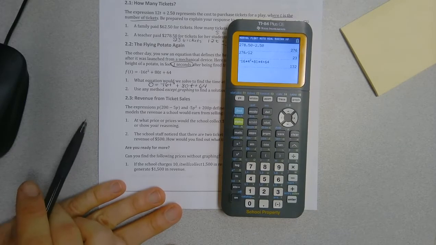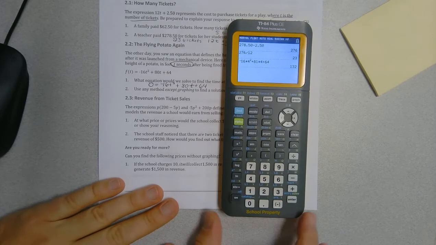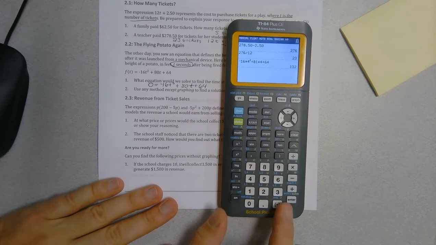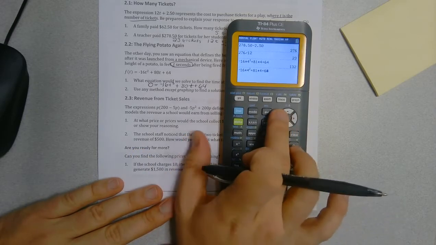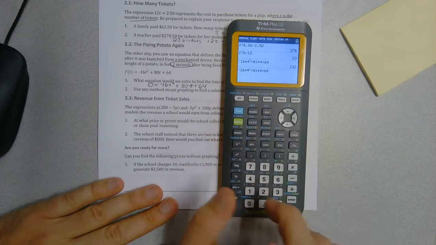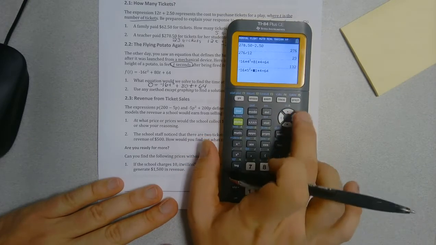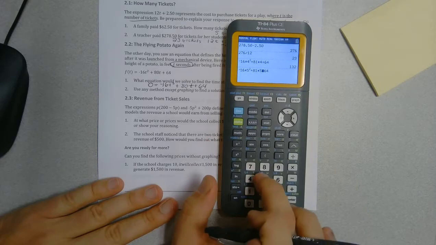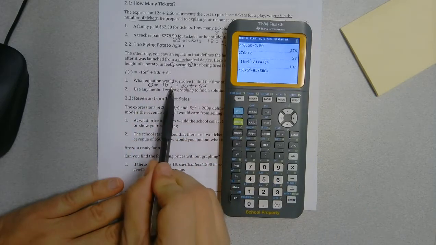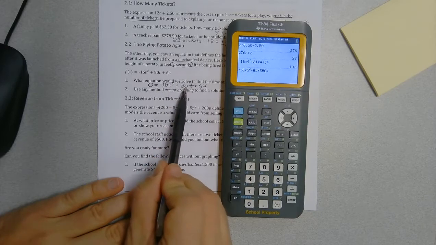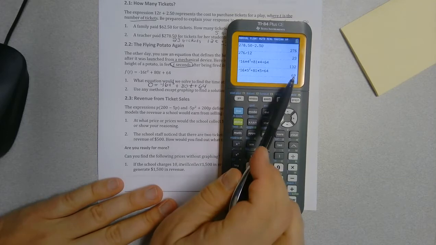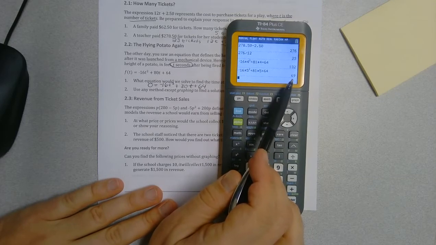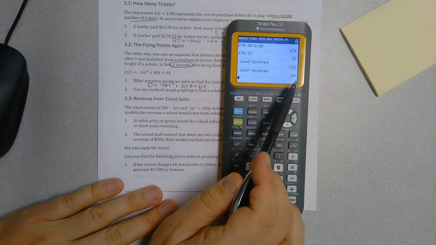So I'm just going to maybe guess 5 seconds. Instead of typing this all in, I can hit second and then enter, and then just go back and change my 4 to a 5 and my other 4 to a 5. So I'm just substituting in 5 for t and 80 times 5 and seeing what I get. And I see that it's down to 69 feet.